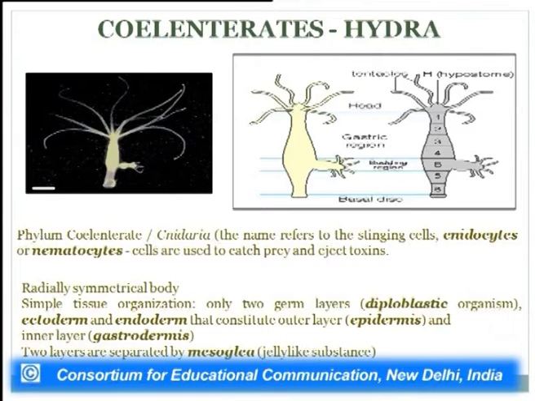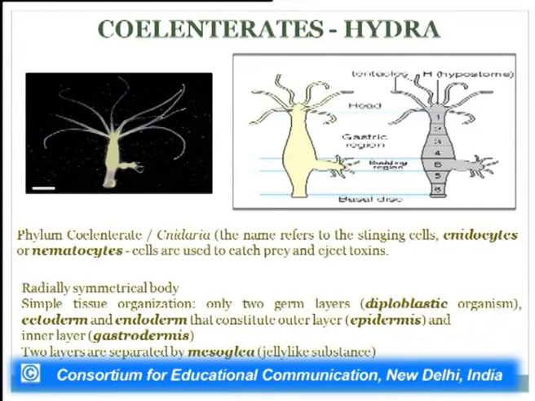So we'll take the example of coelenterate Hydra now. Hydra belongs to the phylum Coelenterata or Cnidaria, and the name refers to the stinging cells, cnidocytes or nematocytes, the cells that are used to catch prey and eject toxins. It has a radially symmetrical body, with simple tissue organization. It's diploblastic in nature.